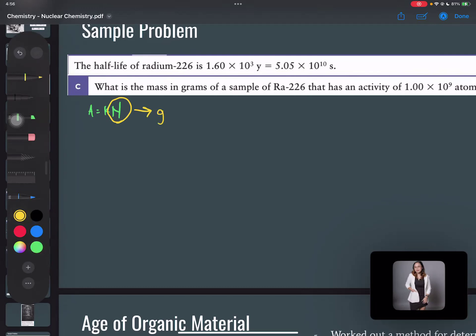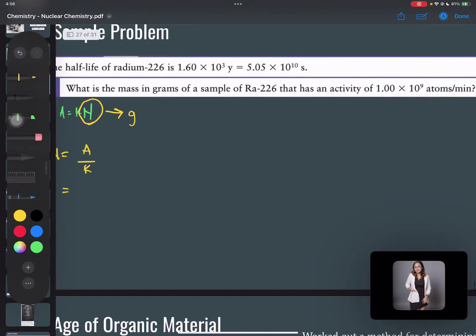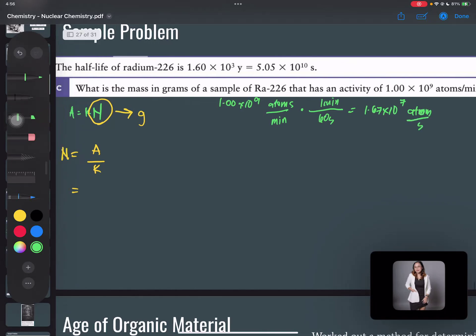So how do we do that? We already have the activity. So N is equal to A over K. Your activity is given. However, it is, by the way, in atoms per minute. So let's convert this one first. Per minute to atoms per second, 1 minute, 60 seconds. So that's simply going to be 10 to the power of 7 atoms per second.